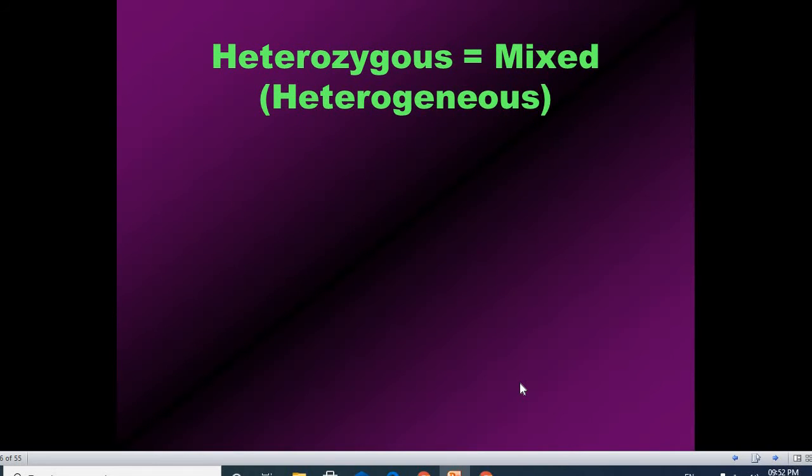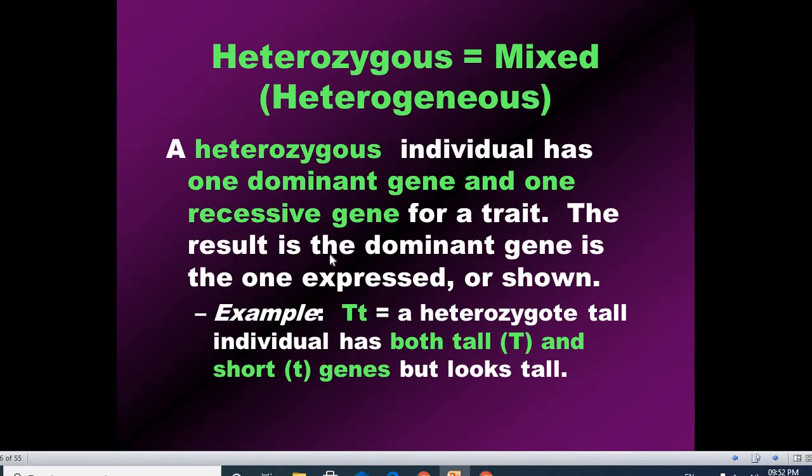Next, heterozygous trait. Heterozygous trait means mixture. For example, capital T and small t. So heterozygous means the individual has one dominant gene and one recessive gene for a trait. So the result is that the dominant gene is the one expressed or shown. So that is called which one? Dominant. That is the capital T. Which one is not shown? That is the recessive. That is called small t.